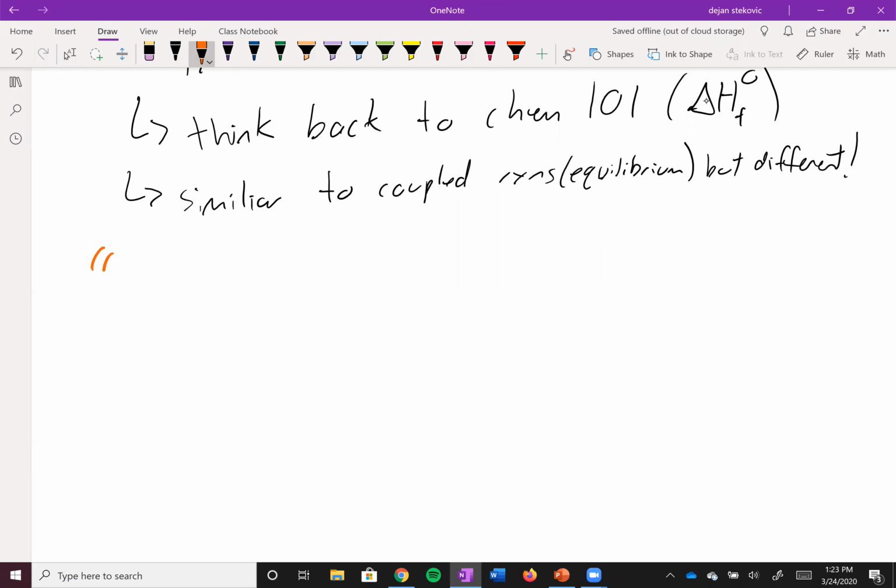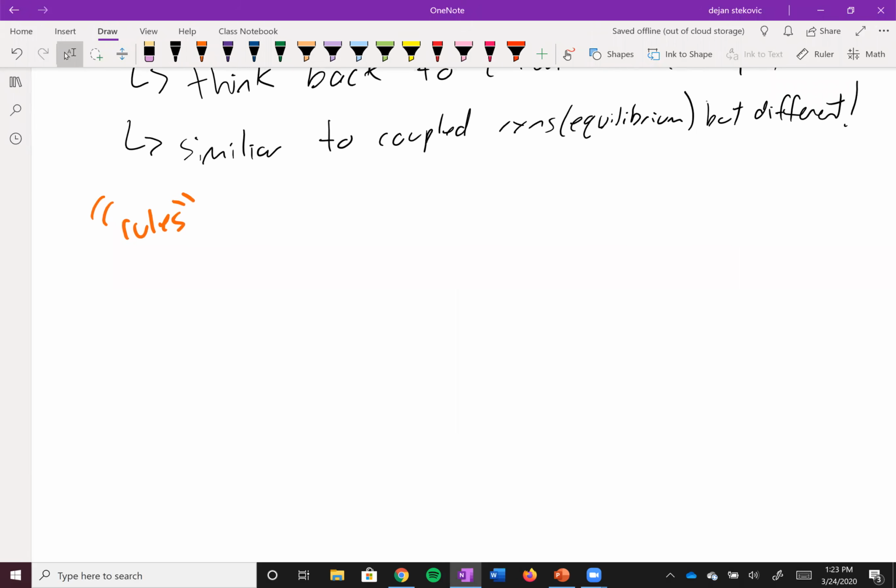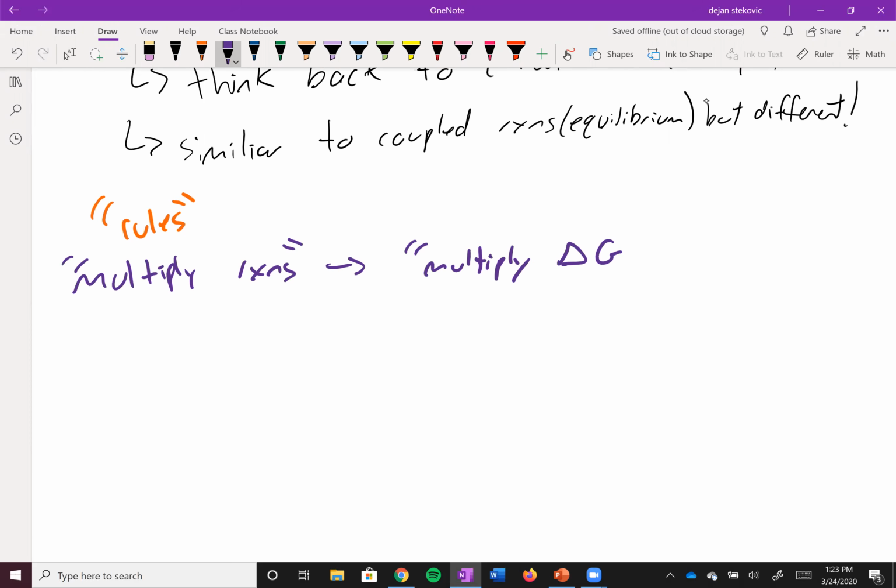So let's think about the rules here. This is where it's different from coupled equilibria, in that the rules are slightly different. You'll see what I mean in a second. So let's go with multiply reactions. When you multiply reactions, you have to multiply the delta G as well.